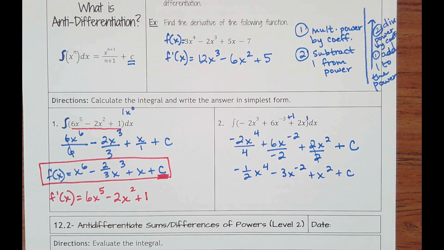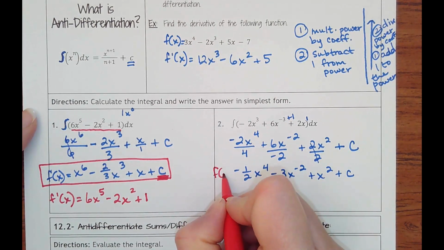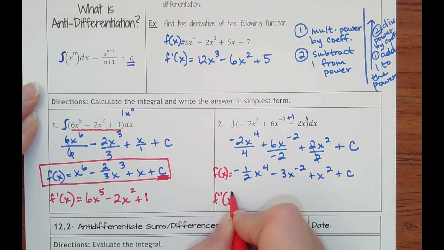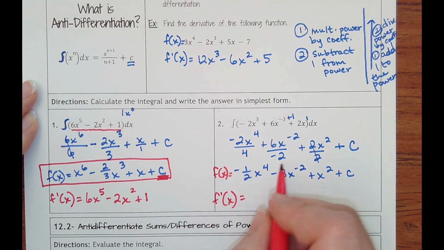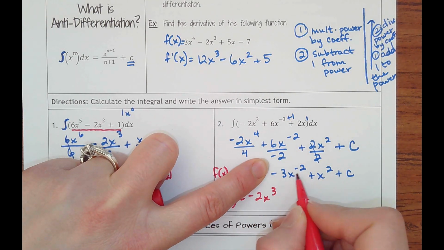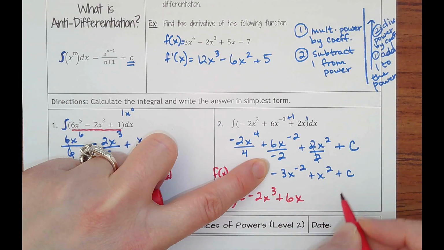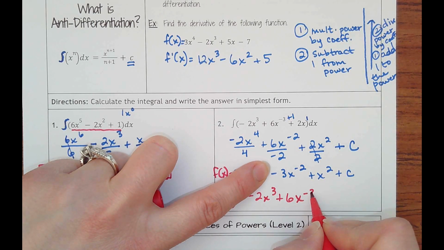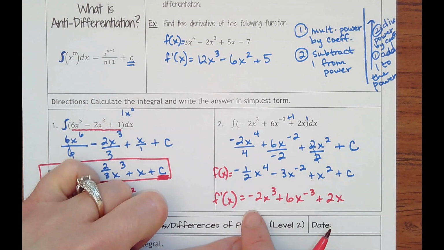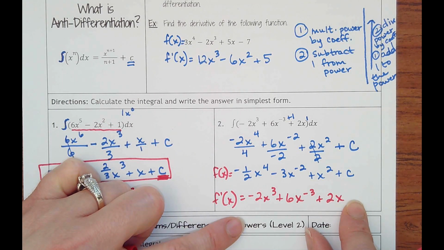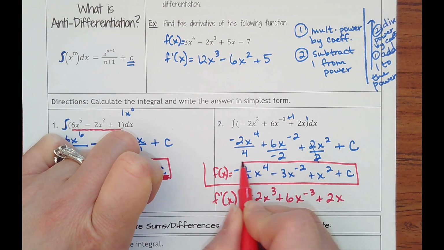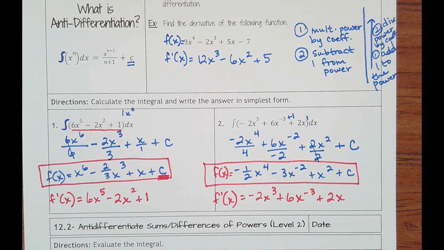And again, I'll just show you that it works. So you would multiply by the 4. 4 times negative half would be negative 2x cubed. That would be negative 3 times negative 2 is plus 6x to the negative third. That would be plus 2x. And that would be it. Derivative of a constant would go away. So look, they match. And that's the basis of anti-deriving.